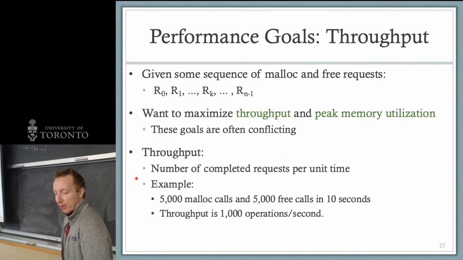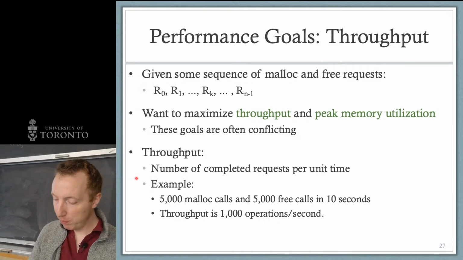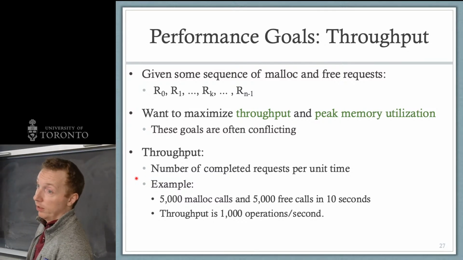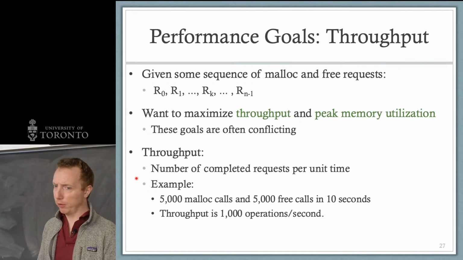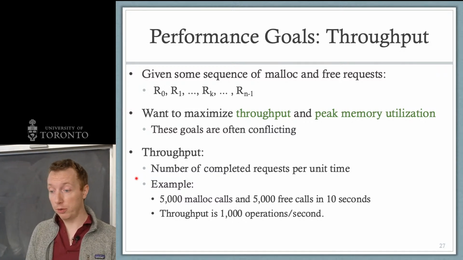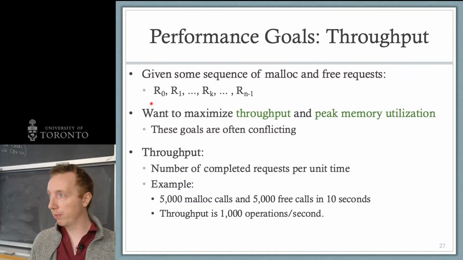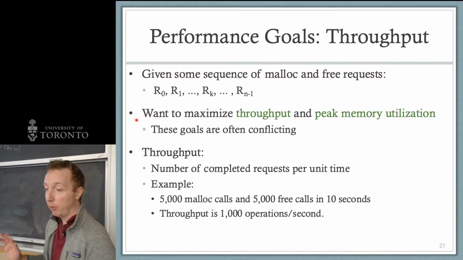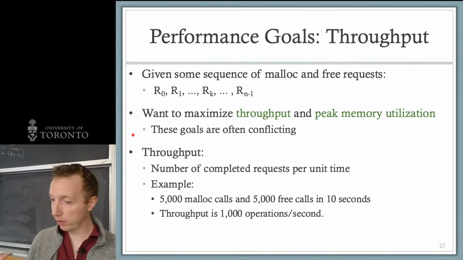So, some performance goals. Throughput. Probably want good throughput. So you'll have some sequence of malloc and free requests. For lab 3 especially, you're given traces from real programs of their allocation requests, and those are what's used to judge your implementation of malloc. So given some request, which would be either a malloc, a realloc, or free, you want to maximize both throughput and peak memory utilization, which, like I said before, often conflict.